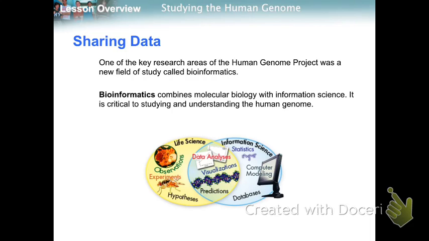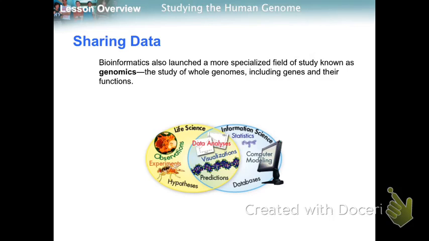A new field of study came out of the Human Genome Project called bioinformatics. It's the intersection of molecular biology and information science. And this is critical to studying and understanding the human genome. So this Venn diagram shows this area in the middle here, bioinformatics. An even more specialized field of study that came out of this is called genomics, the study of whole genomes, including genes and their functions.